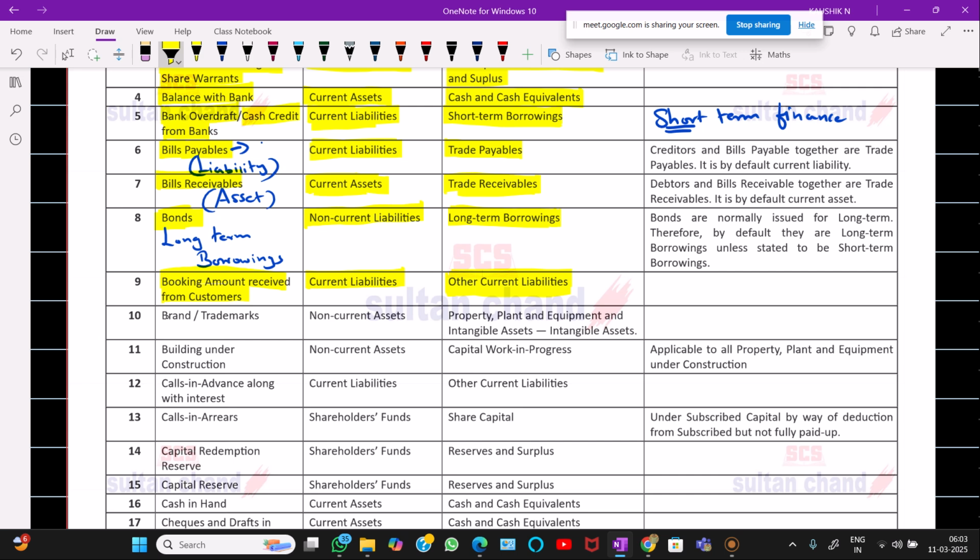The next one is brand, or trademarks. Brand is otherwise called a trademark. Basically, a brand or a trademark is considered to be an asset for a firm. A brand or trademark is an asset of an organization. What type of asset, if you ask? They are fixed assets.